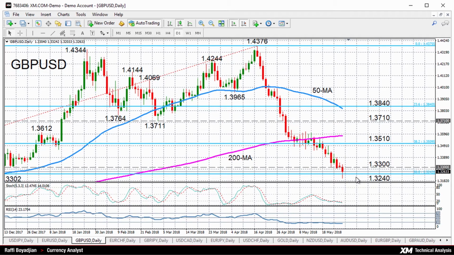If we do see, though, an upside reversal, there's likely to be immediate resistance from the 1.33 handle, and above that we have the 38.2% Fibonacci at around 1.3110. A climb above the 1.3110 area would help ease the downside pressure.